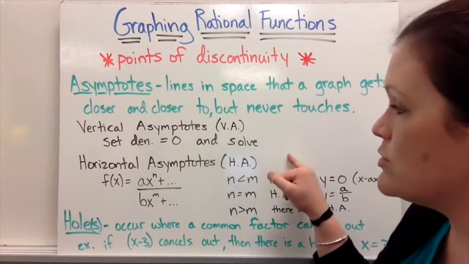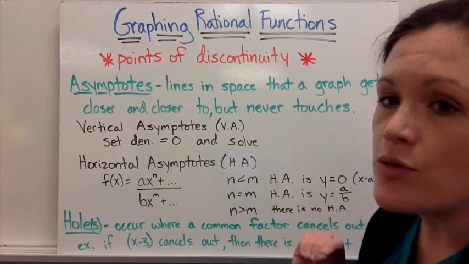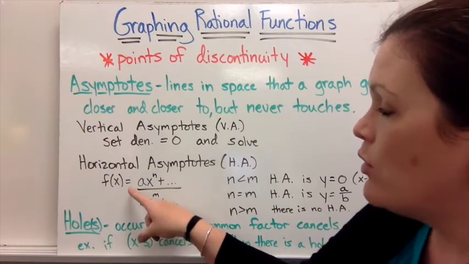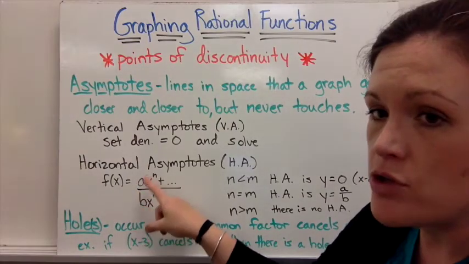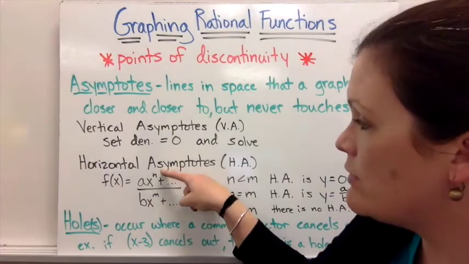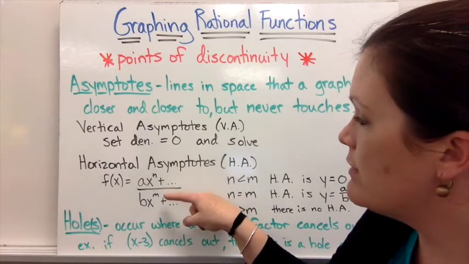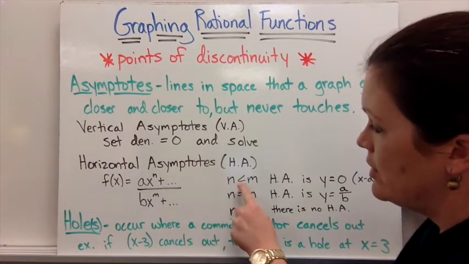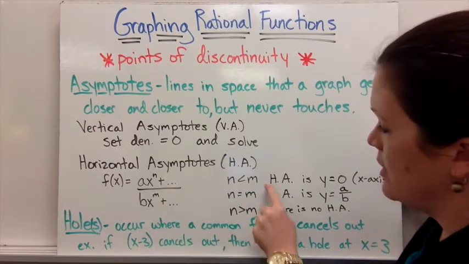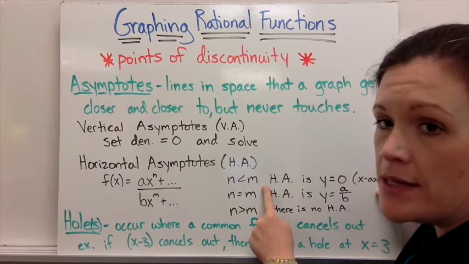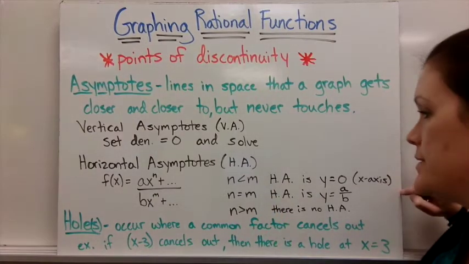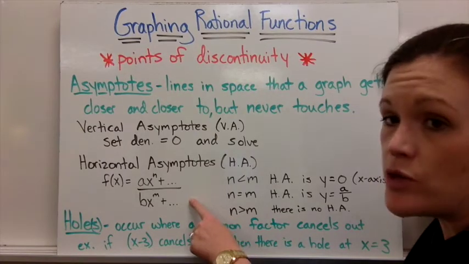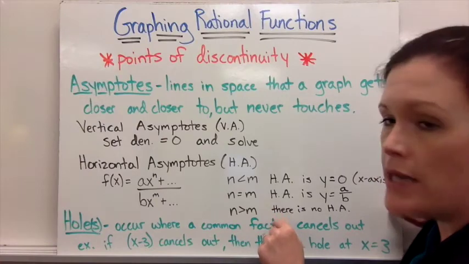For horizontal asymptotes, you compare the degree in your numerator to the degree in the denominator. So I set up a generic example where a and b are our leading coefficients of the numerator and the denominator. The degree of the numerator here is n, and the degree of the denominator is m. So in other words, if the degree in your numerator is less than the degree in the denominator, your horizontal asymptote is automatically y equals 0, which is the x-axis. This occurs most often. A lot of times our degree in the denominator will be bigger. But then these other two can happen as well.